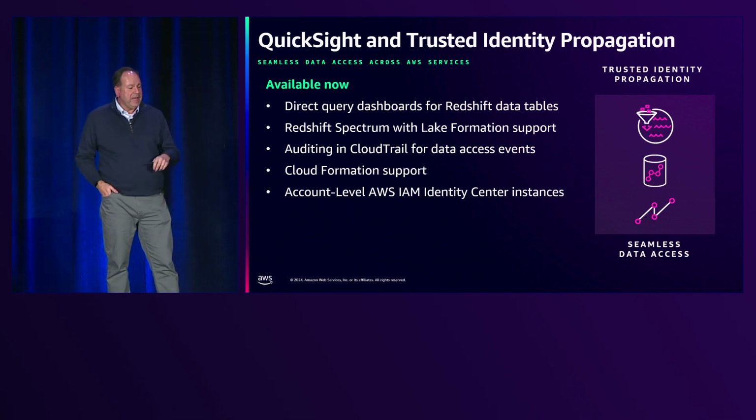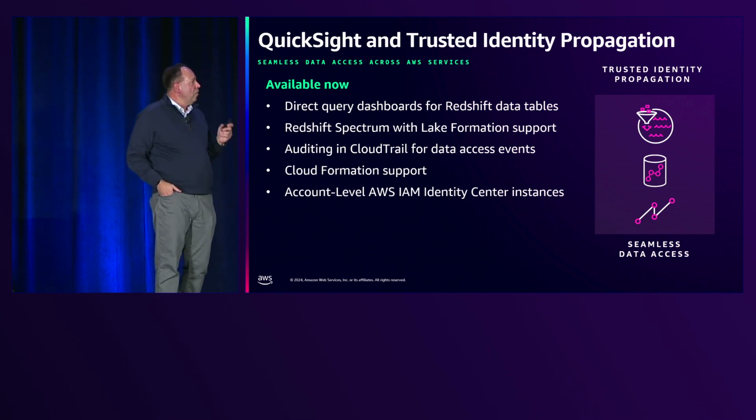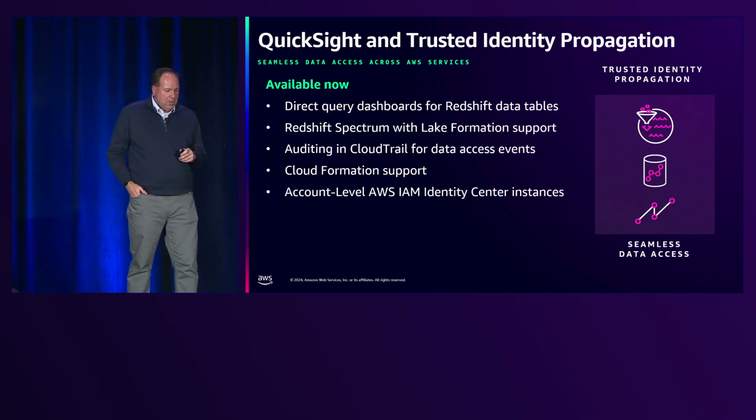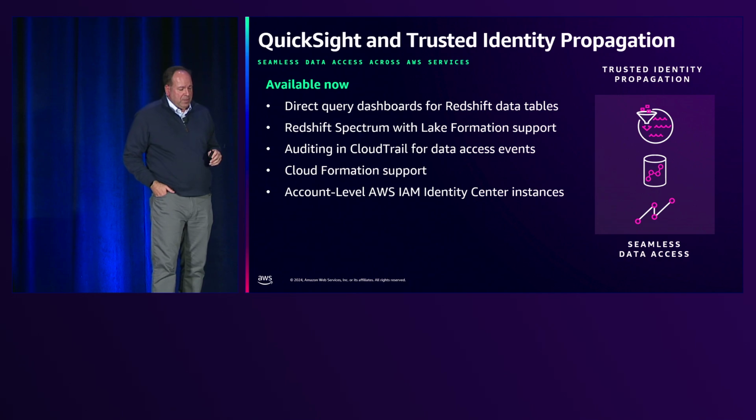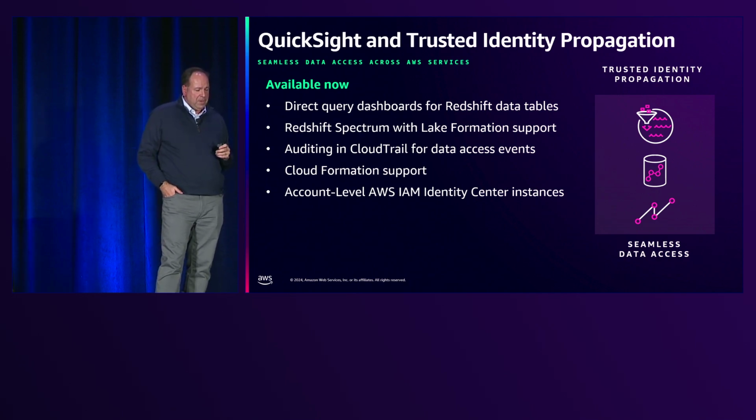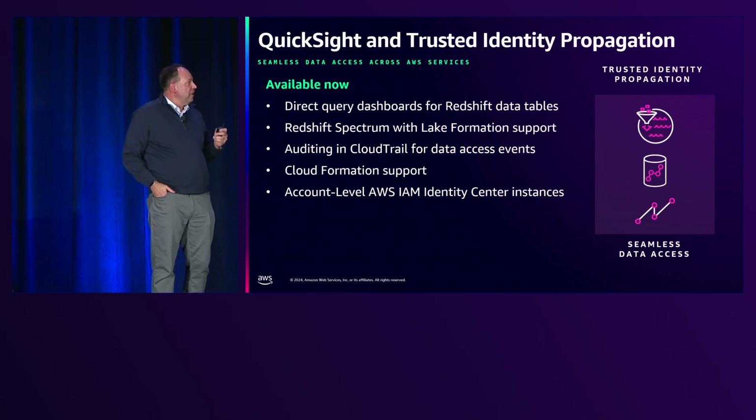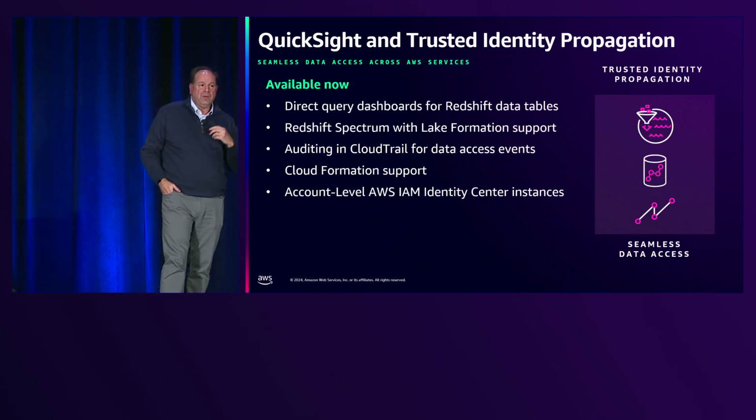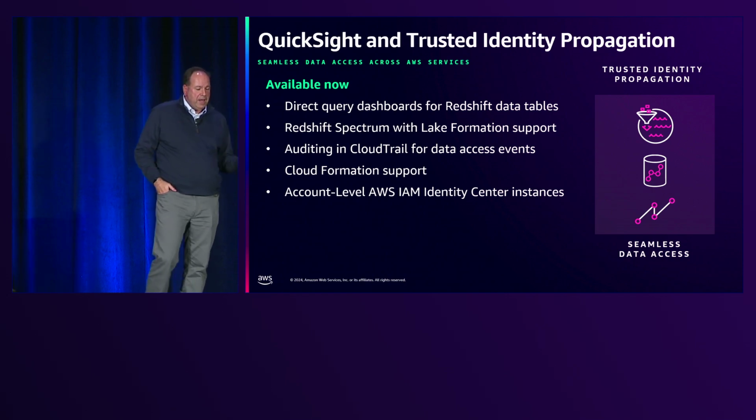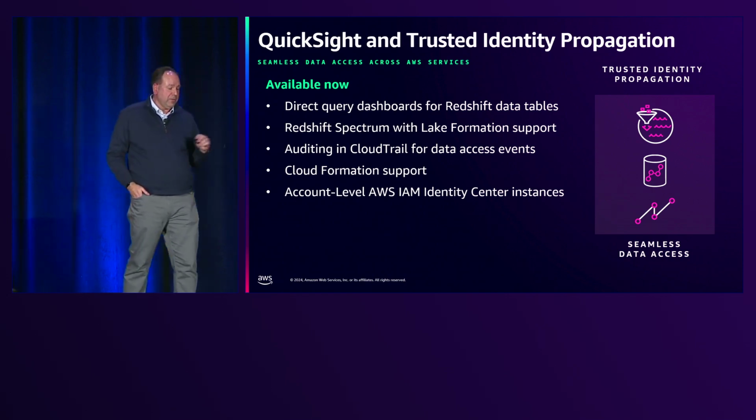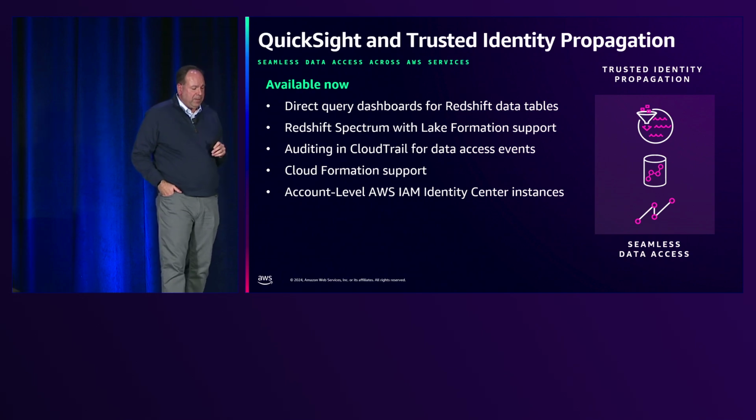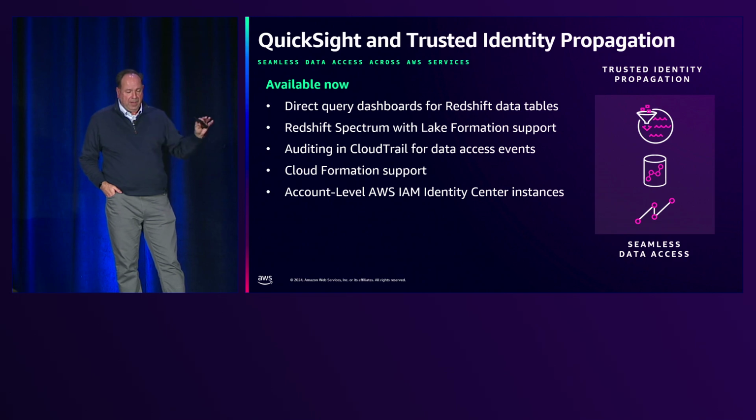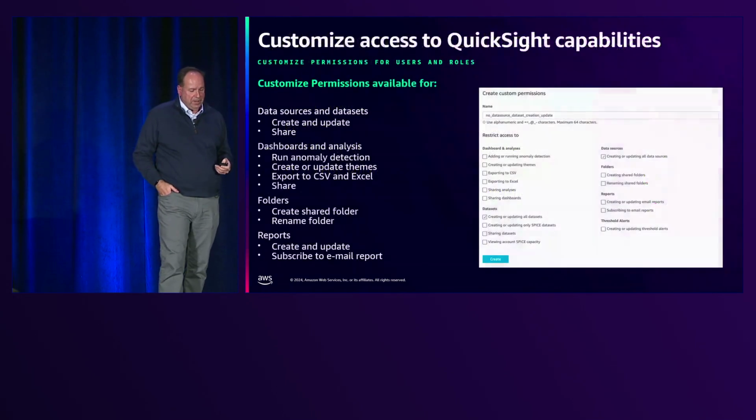So what this enables today in QuickSight is for you to build direct query dashboards with this trusted identity propagation feature. Again, we still have support for Redshift Spectrum and Lake Formation support. And with this, you also get auditing in CloudTrail for all the data access events that occur. We also have CloudFormation support for this. And we also have, and have had for a while now, account level AWS Identity Center instances for cases where you don't have an organization-wide IAM Identity Center instance.